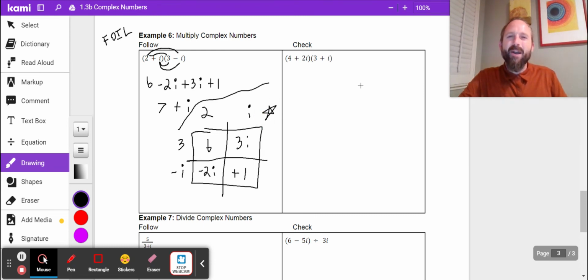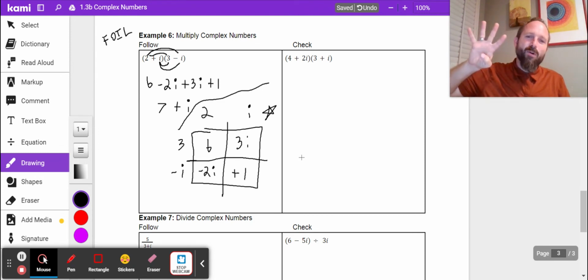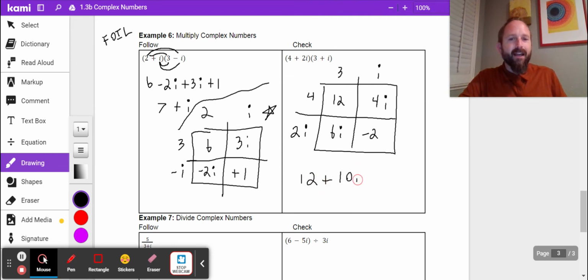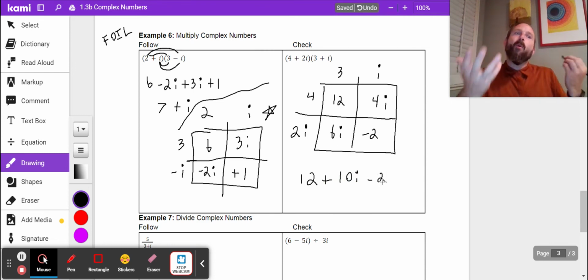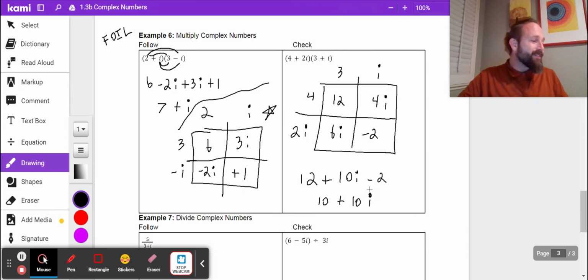Let's set you up. Go ahead and make your grid, and I'm going to stop it in 5, 4, 3, 2, 1. So this is what I get with multiplying, having my multiplication grid. And now I can just rewrite it and add it like I'm reading it. I have 12, I have 10 i's, and I have a -2. But wait, I can simplify. So this becomes 10 plus 10i. All right, let's divide some complex numbers. Let's go on in 3, 2, 1.